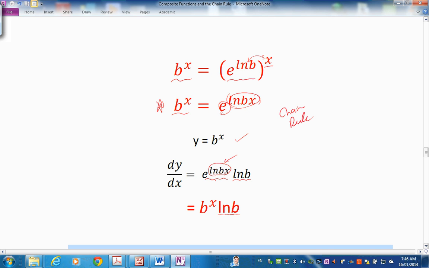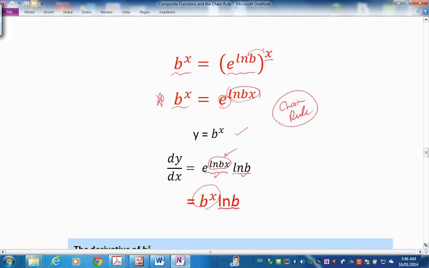function of a function. The two functions there, spot the function. And we needed this rule, the function of a function rule, or the chain rule, to be able to identify the parts and deal with it. So what is e to the ln b x? Well, that's just b to the x, going backwards again by ln b. So that's our result. Let's have a look at the generalisation.